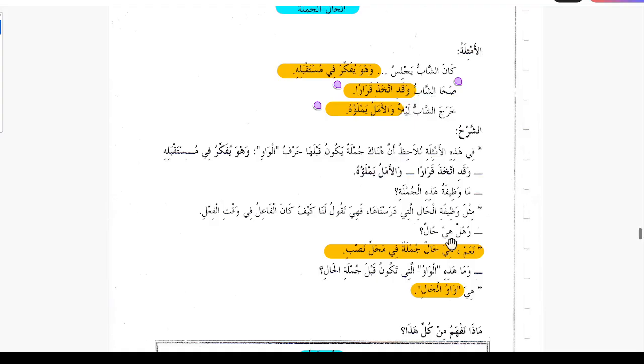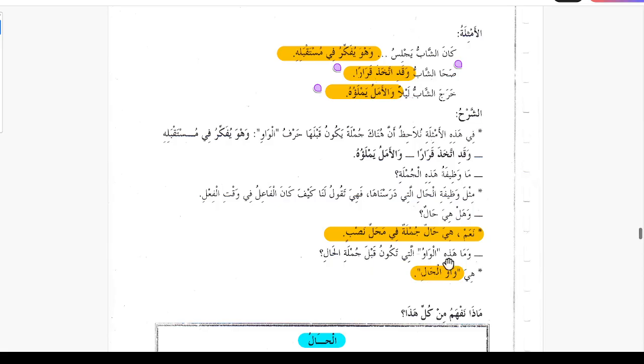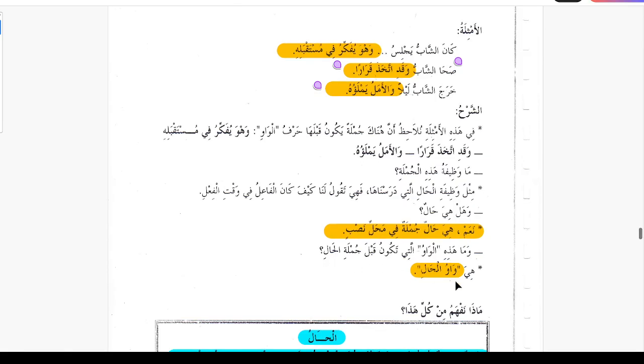وهل هي حال, are they called hal? نعم, yes, هي حال جملة, this is the hal jumla, a sentence في محل نصب. So this whole sentence is called الحال الجملة, and because hal has to be mansoob, we say في محل نصب. وما هذه الواو التي تكون قبل جملة الحال, so what is the waw that is before the jumlat hal? It is called واو الحال, and it is different from واو المعية or واو العطف. So this is a different type of waw.